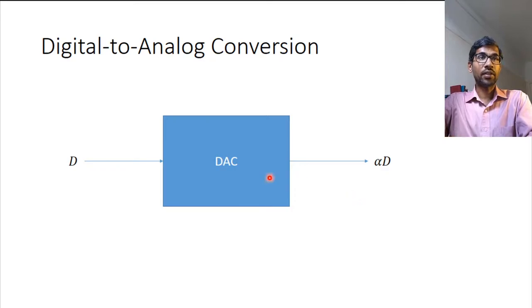So, in summary, what does a DAC do? It takes an input, a digital value, multiplies it with a constant, and gives the output. And this output then is an analog value.